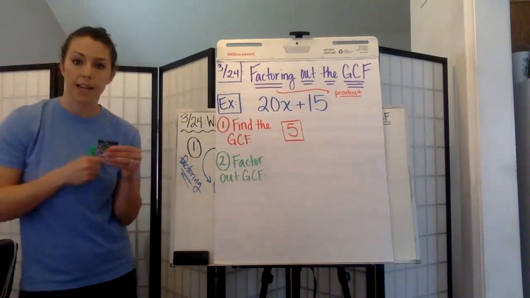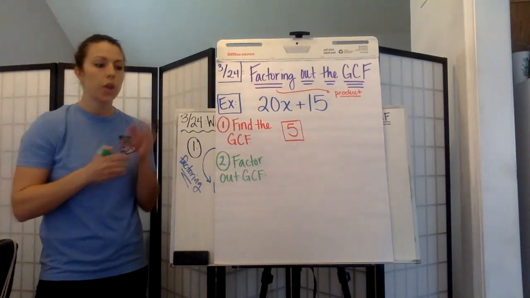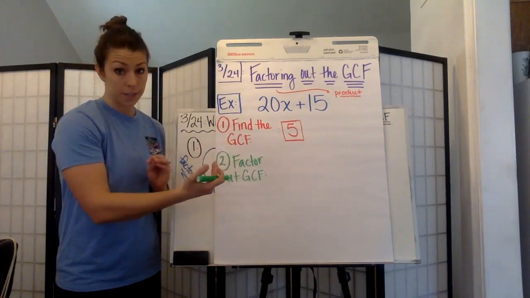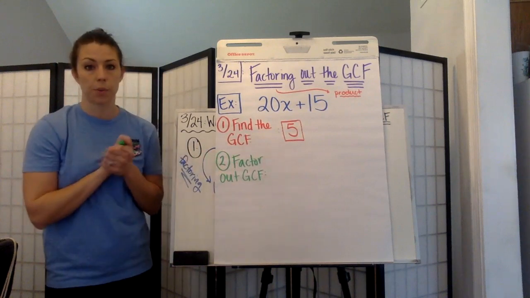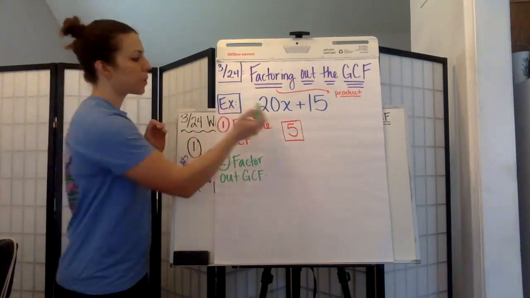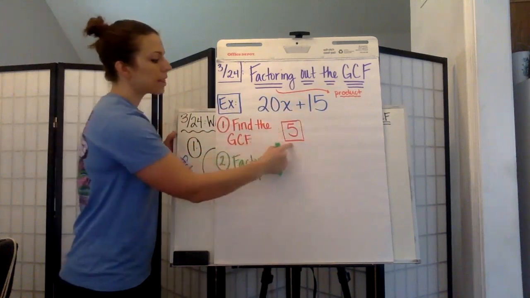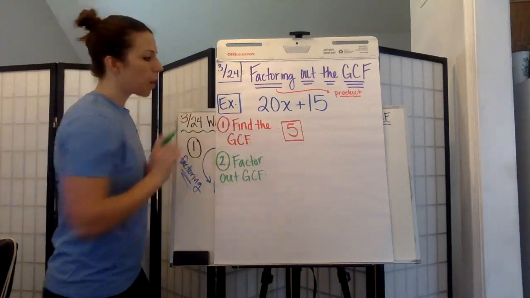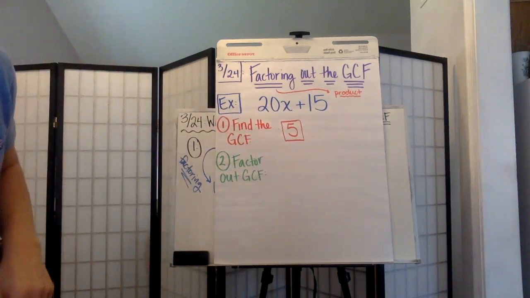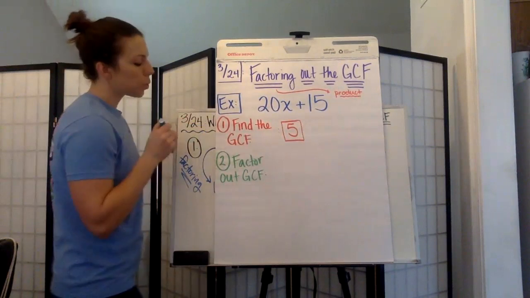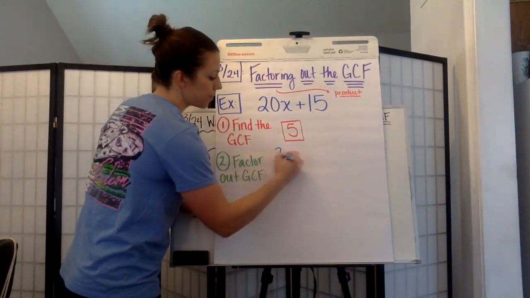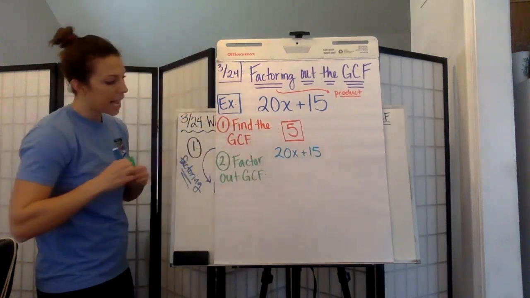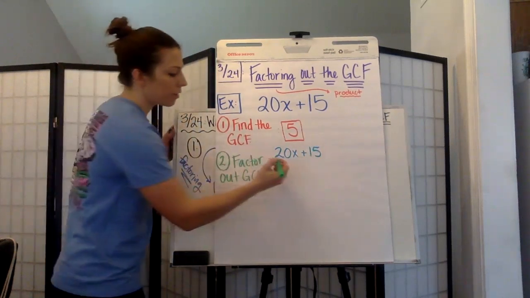This is where that practice that I encouraged you to do yesterday, where not only do you find the GCF, but you write them both as products using the GCF. This is why that's so important. So we're going to take both of our terms and we're going to write them as products using our GCF 5. So I'll write it out in a couple steps. So if we start with 20x plus 15, I'm going to take out 5, factor out 5.